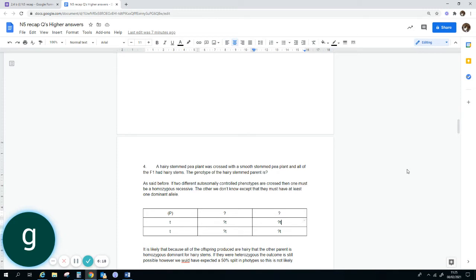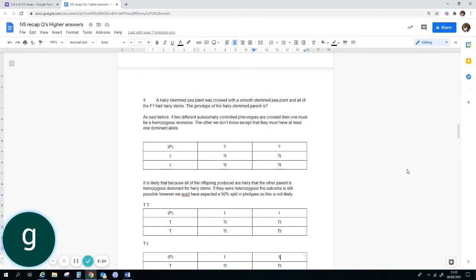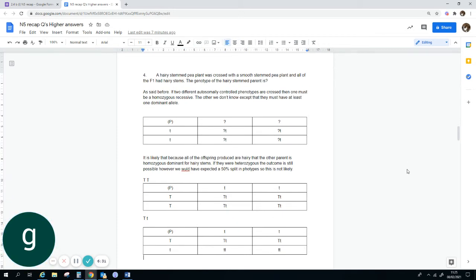as we said before, if two autosomally controlled phenotypes are crossed, then one of them must be the homozygous recessive, or else both of them would have the same phenotype. The other we don't know, except that they must have at least one of the dominant alleles. So we don't know for one of the parents, but they must have at least one dominant allele, like that. So that's what we know so far.